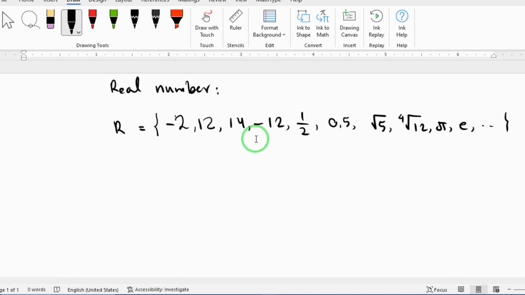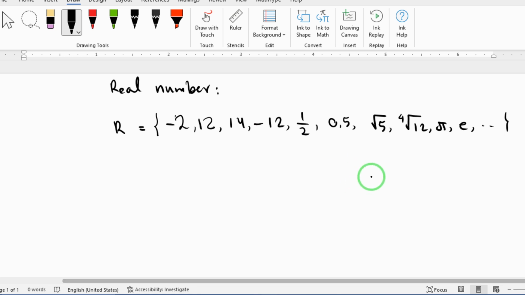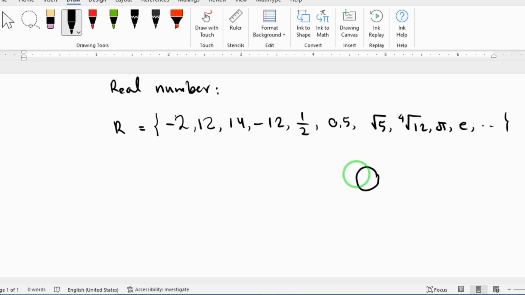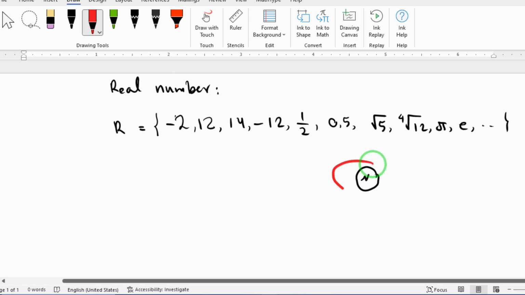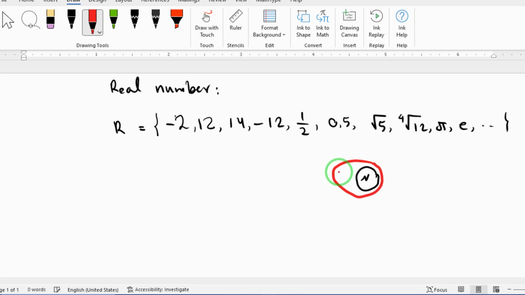If we express or present it by a Venn diagram, I think it is better. So I write here in a closed figure. For example, this one is the natural numbers. I write or show the set by N. Next one is, for example, the integer numbers. The integer numbers I write here.